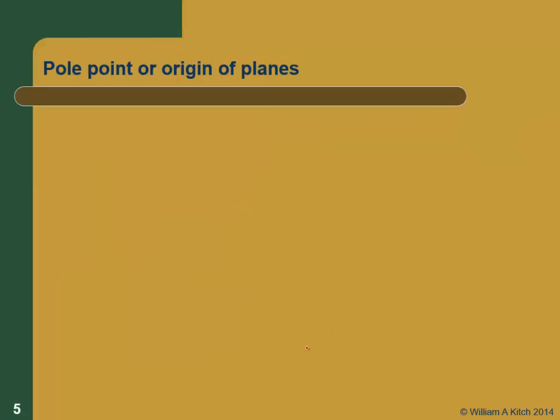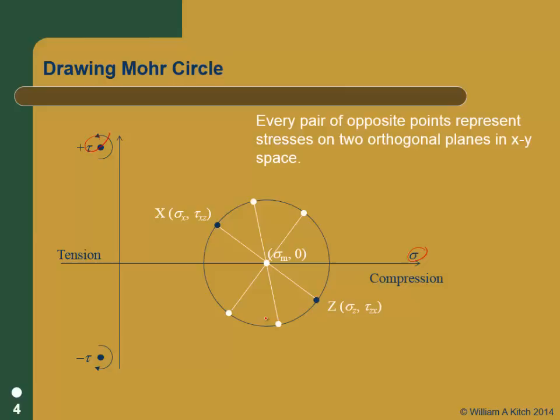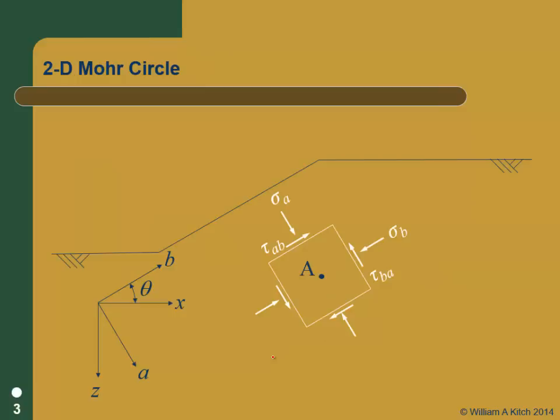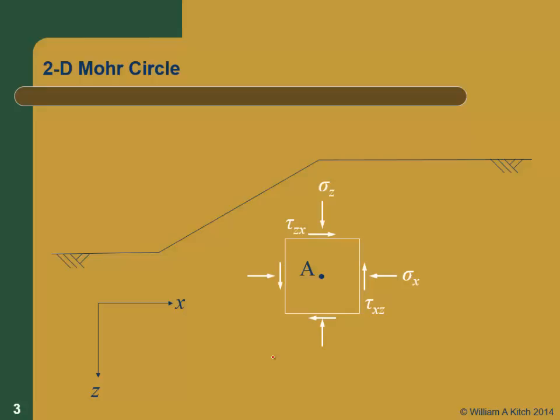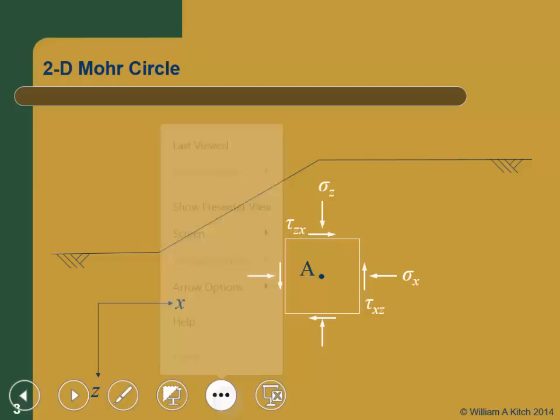Okay, let's talk about this concept of the pole point or the origin of planes, because this is what's going to relate the angles and the positions in my sigma tau space to the ones in the xy space. Because obviously this particular diameter is not some arbitrary state of stress. That's the state of stress in that system, where the planes are oriented horizontally and vertically. So let's see if I can do this. No, I guess I'll just do it the long way.